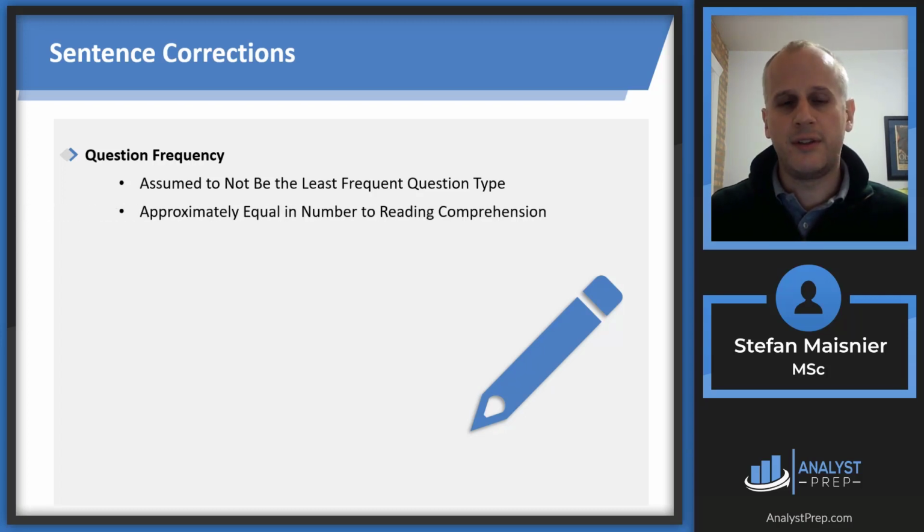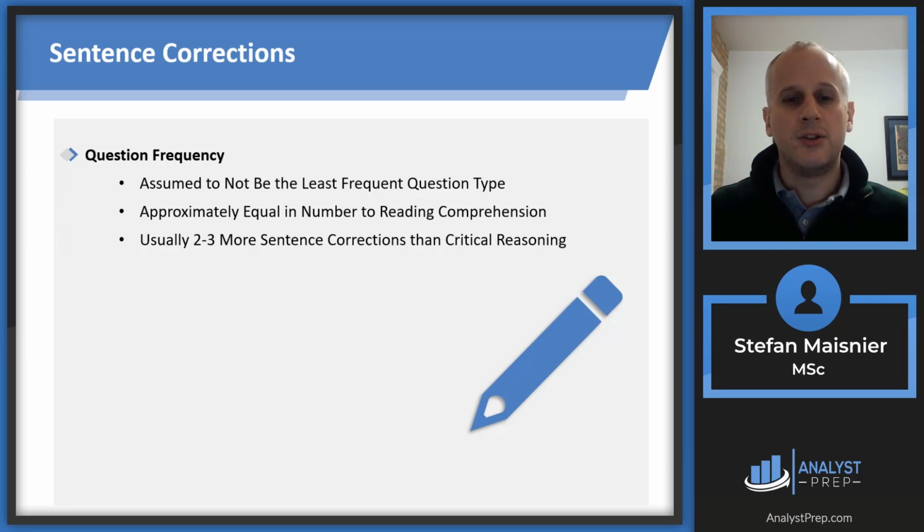In general, the sentence corrections are going to be assumed to be approximately equal in number in your average verbal section on the GMAT to the number of reading comprehension questions that you will see. So generally somewhere in the range of 12 to 15 of these questions per verbal section. Usually there are 2 to 3 more sentence corrections than critical reasonings as well. So the critical reasonings are actually the most rare of the verbal question types generally on the GMAT.